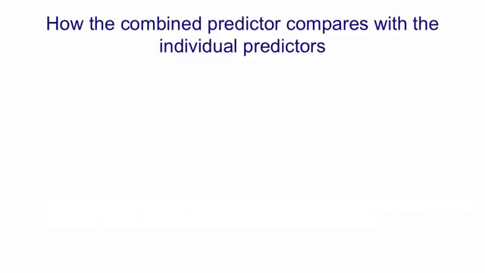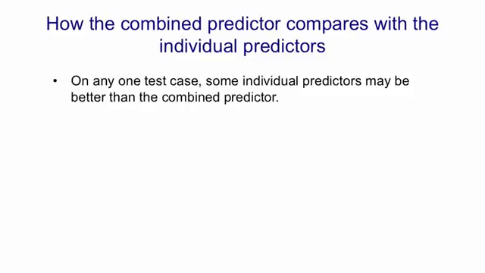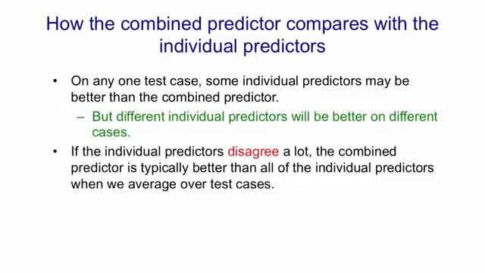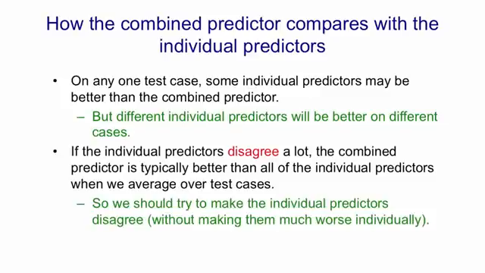So now let's try and analyze how an individual model compares with an average of models. On any one test case, some individual predictors may be better than the combined predictor. But different individual predictors will be better on different cases. And if the individual predictors disagree a lot, the combined predictor is typically better than all of the individual predictors when we average over test cases. So we should aim to make the individual predictors disagree without making them be poor predictors. The art is to have individual predictors that make very different errors from one another, but are each fairly accurate.